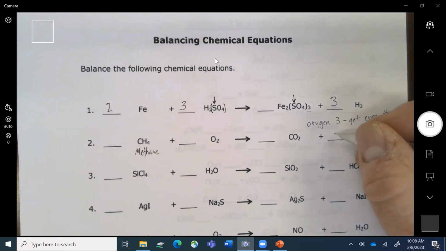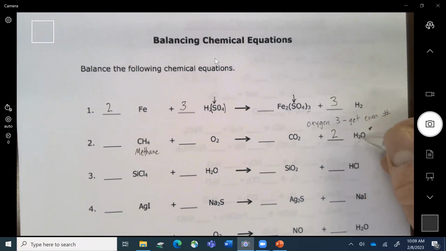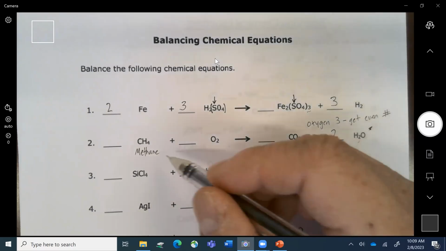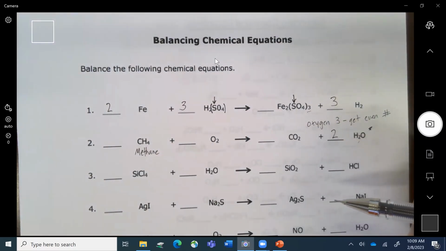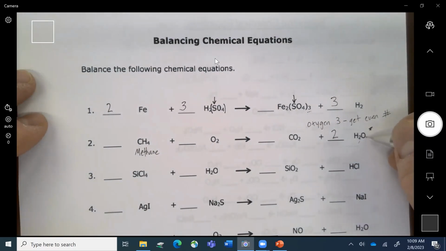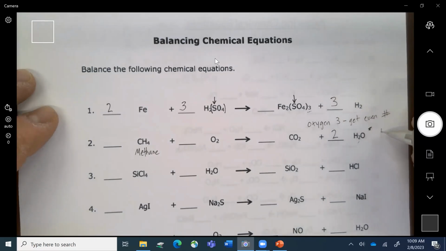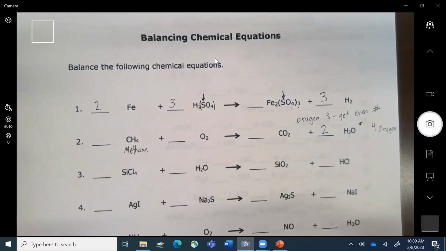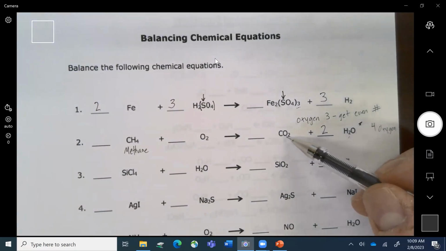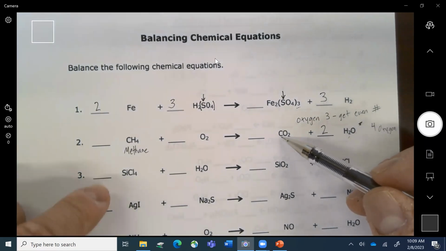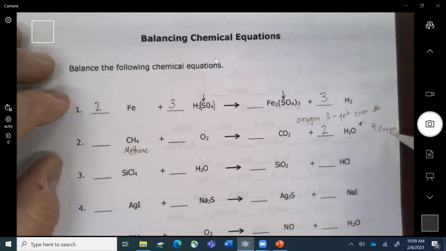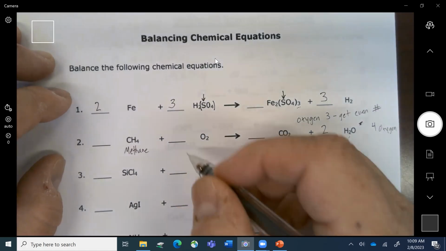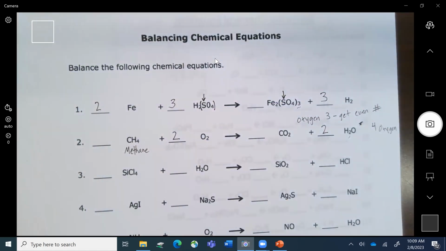Okay. So if I times this by 2, I have 4 hydrogens. I have 4 hydrogens. So that is balanced. And that made this oxygen 2. So that's now an even number. So this now changes to 4 oxygen on this side. You don't have to write these down. I'm just doing it to show you all. So now that I have 2 plus 2, I have 4. I have 1 carbon. I have 1 carbon. So that's balanced. The only thing that's not balanced is my oxygen. I only have 2 here. So how do I get that to the even 4? I just put a 2.